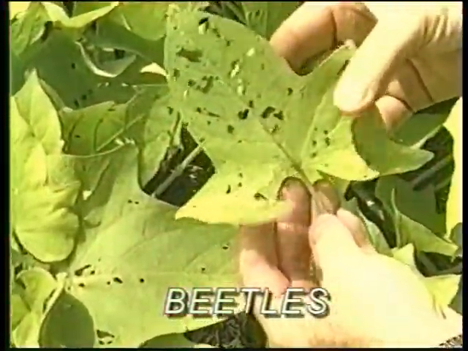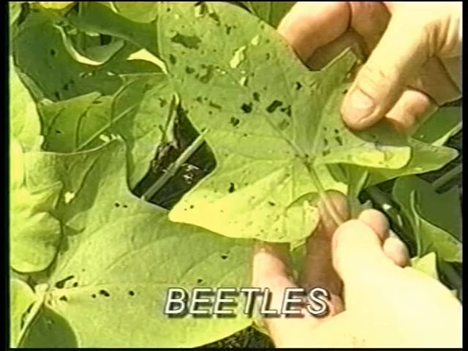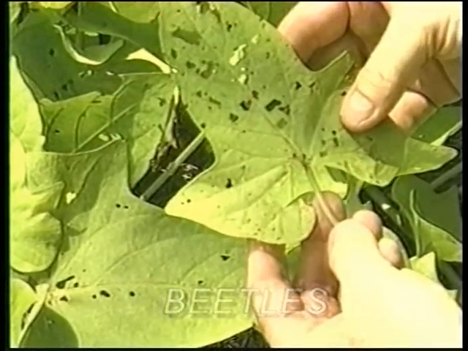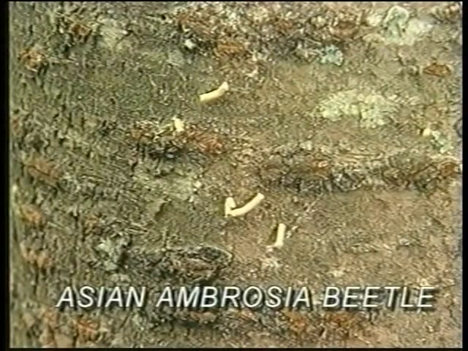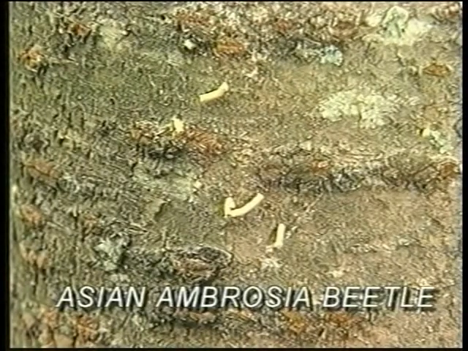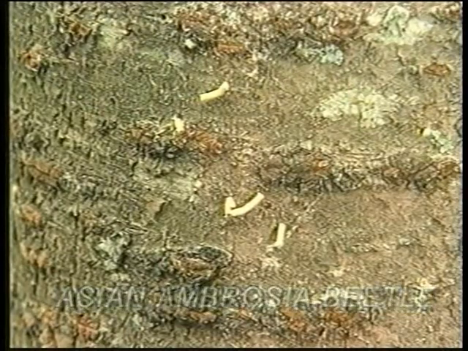Other beetles damage plants by boring into trunks and branches. The Asian ambrosia beetle bores tunnels within the plant, causing plant decline or death. Look for toothpick-like spines of boring dust on the outside of the trunk or branches.